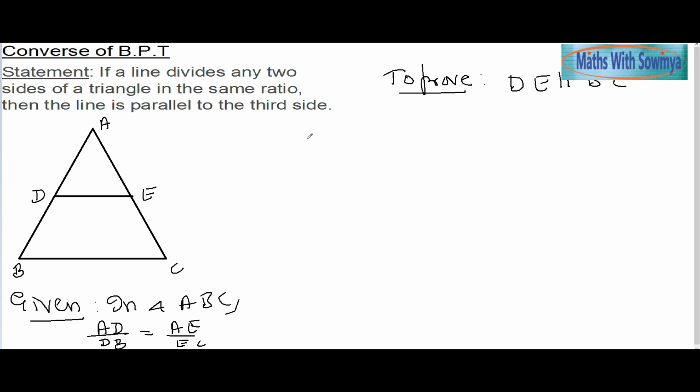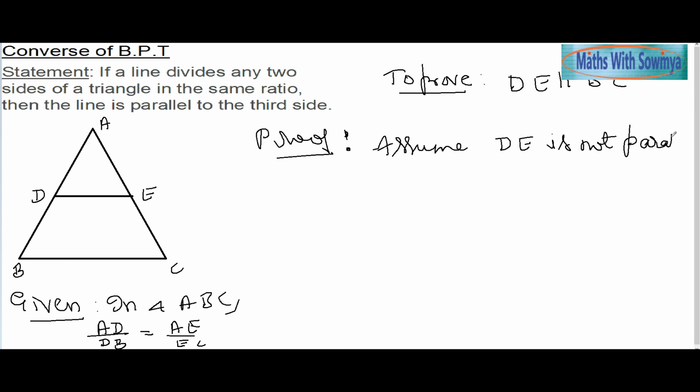Every time it is not necessary that there will be a construction. Now I directly move to the proof. Suppose DE and BC are parallel, I have to prove. So let us first assume that DE is not parallel to BC. I just assume.